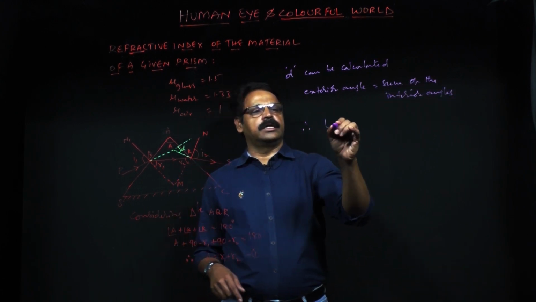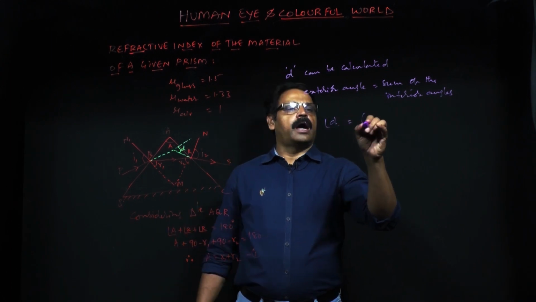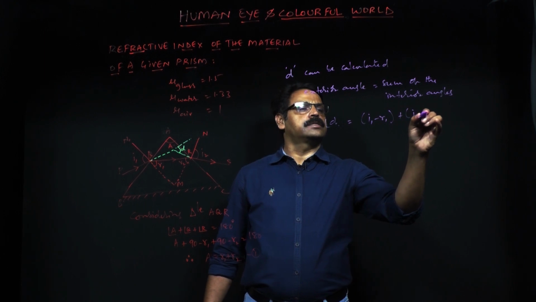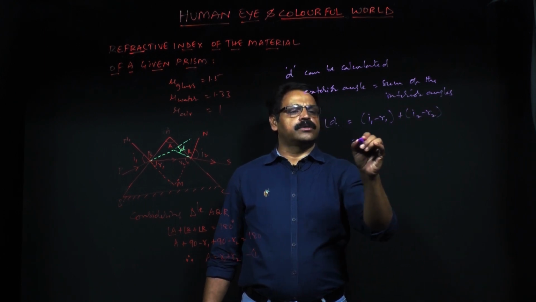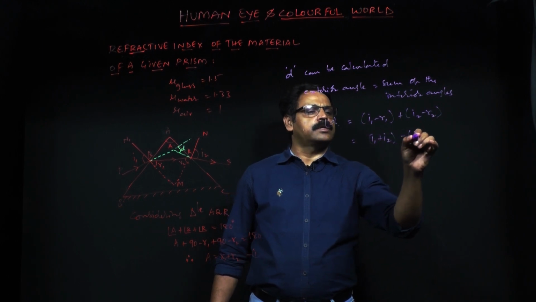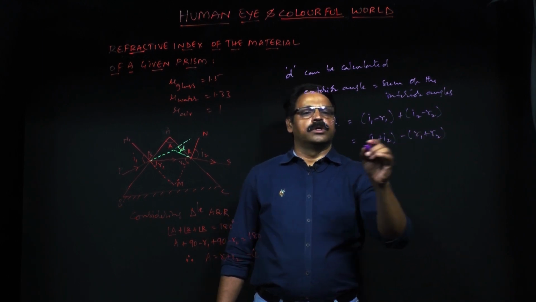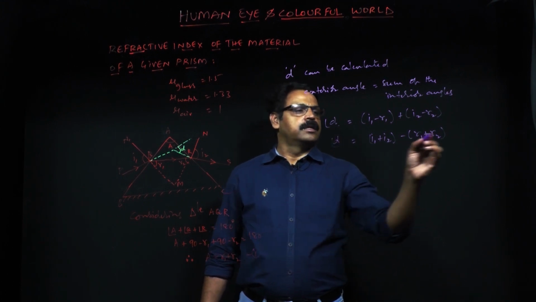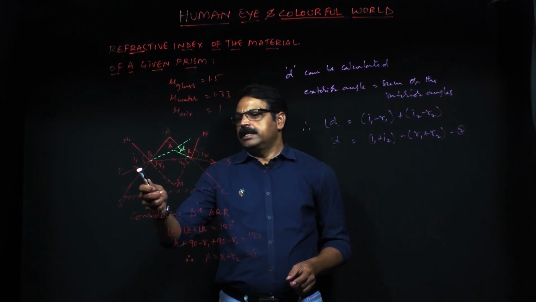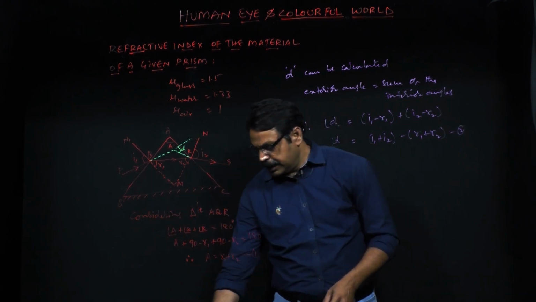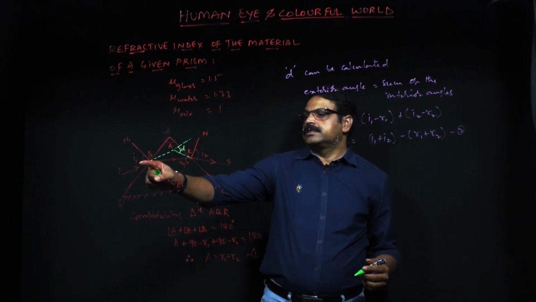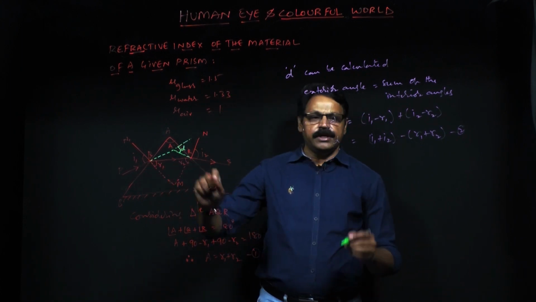Therefore, angle D is going to be I1 minus R1 plus I2 minus R2. That comes out to be I1 plus I2 minus R1 plus R2. So this is the deviation angle. Let us say this is equation 2. If the incidence angle is changing, then the deviation angle also changes. Initially, as I is increasing, D will decrease.